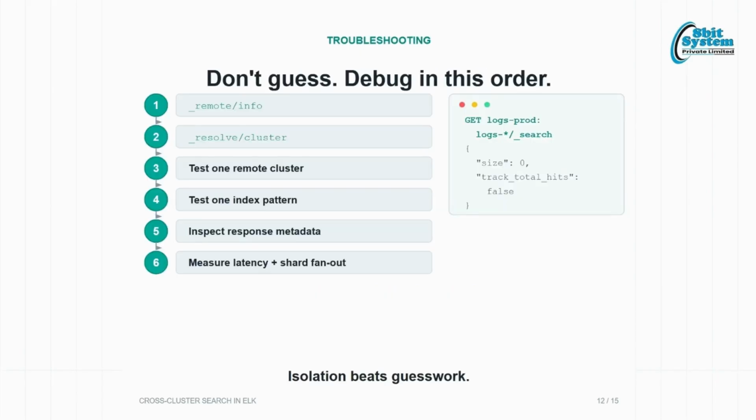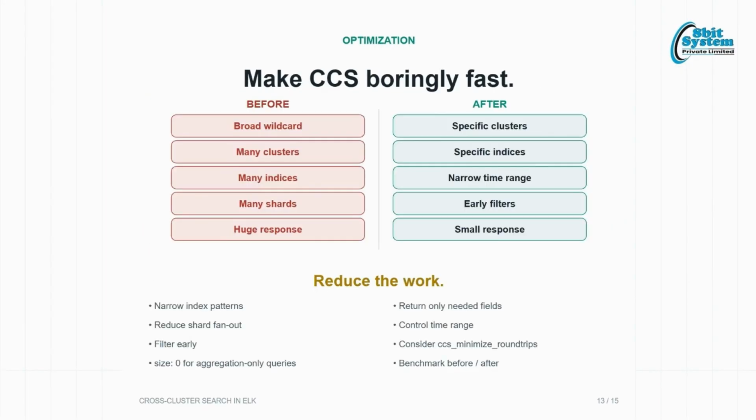Here's a perfect debugging sequence. Start with _remote/info, then use _resolve/cluster to check how the index expression resolves. Test one remote cluster, then one index pattern, inspect the response metadata, and only then measure latency and shard fan out. Isolation beats guesswork.